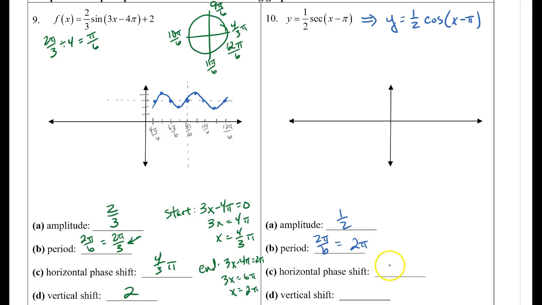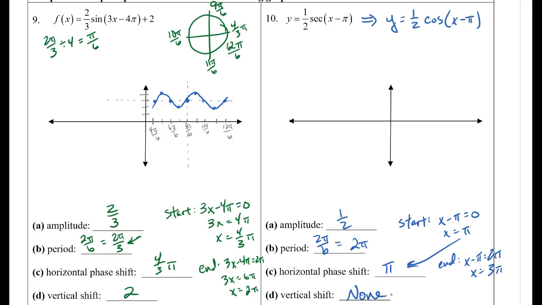Horizontal phase shift, I can see it, it's going to be pi units. If I want to double check it, find our starting point again, that's going to be x minus pi equals 0, so x equals pi. There's my starting point, which is my phase shift. While I'm here, my end point, x minus pi equals 2 pi. So x equals 3 pi, that's my end. And then my vertical shift is, no, there is no vertical shift.